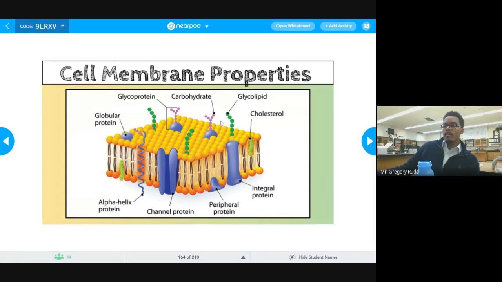But we can see that all of these things are embedded inside of the membrane. I see three of the four biological macromolecules here. I see proteins, carbohydrates, and lipids. The only thing I don't see is a nucleic acid.